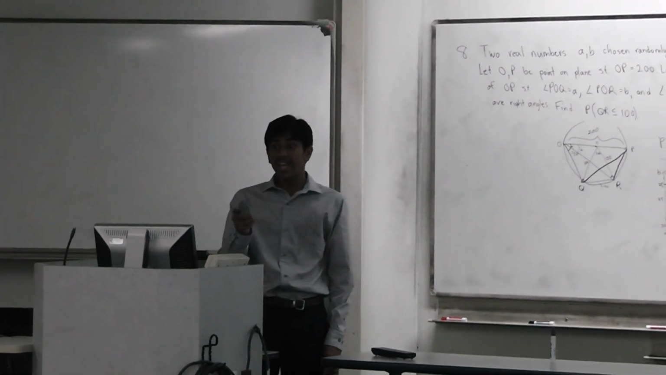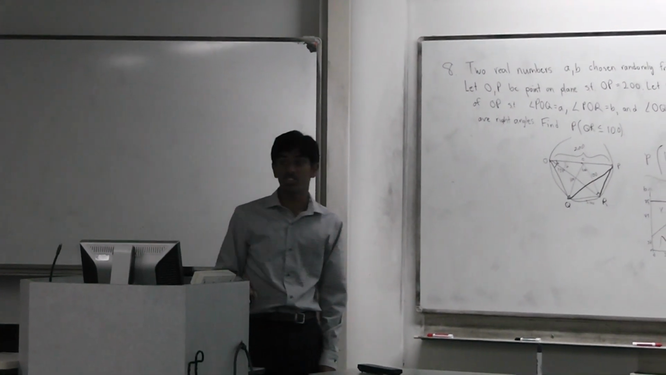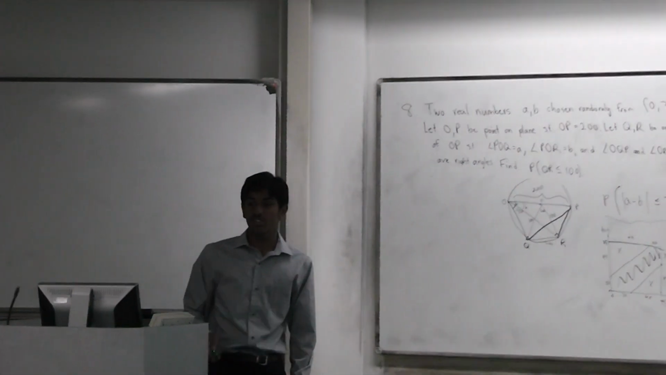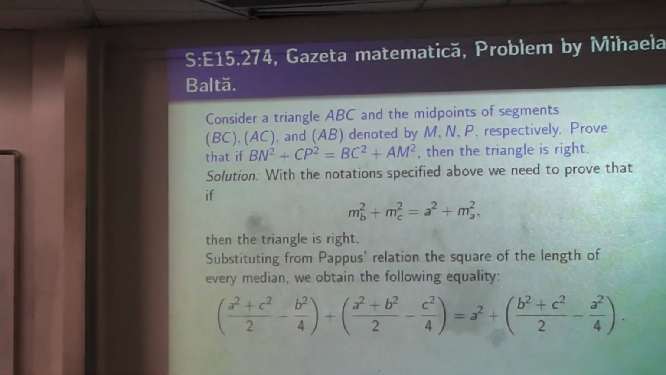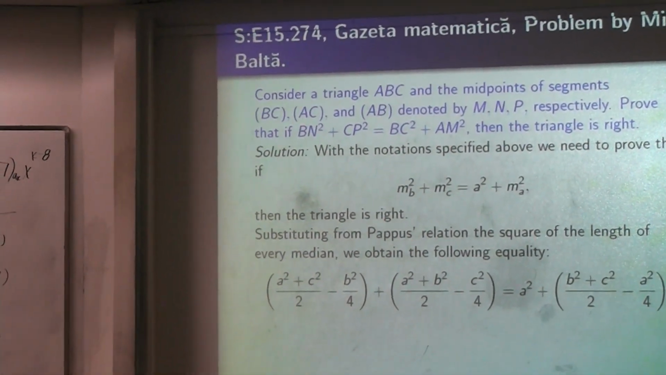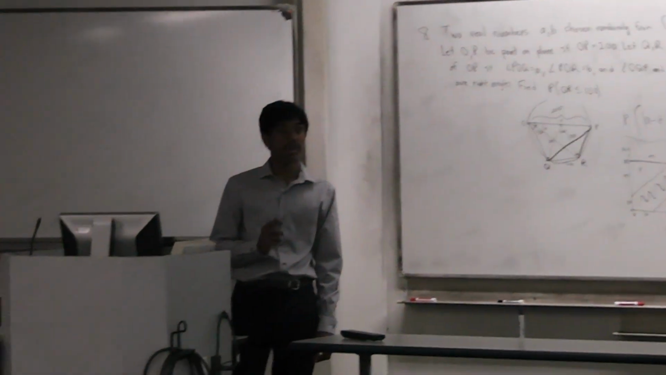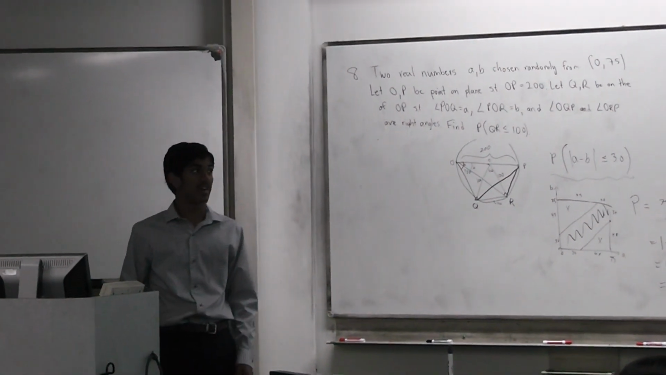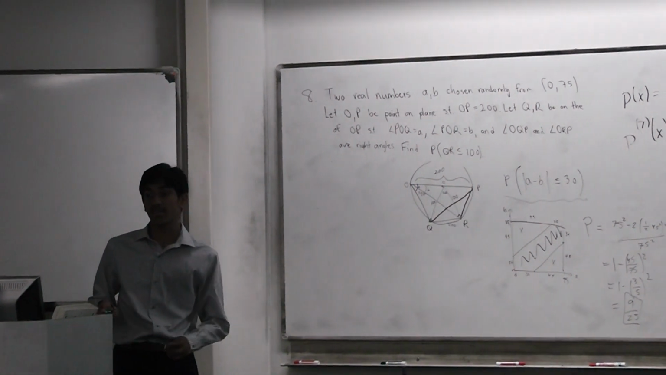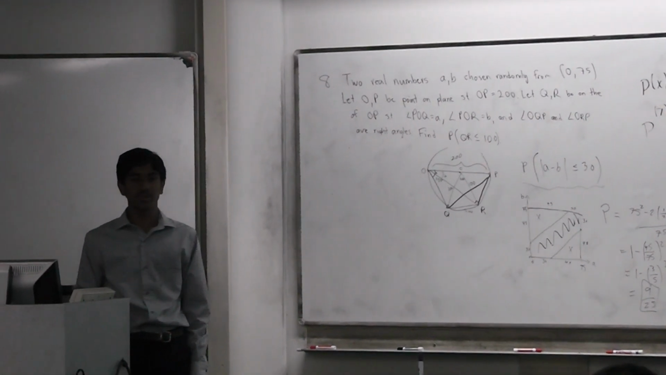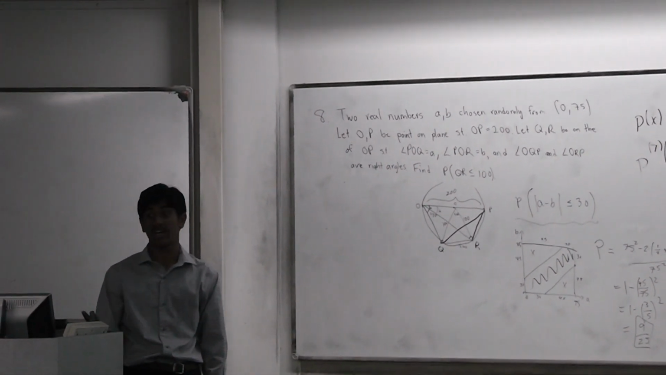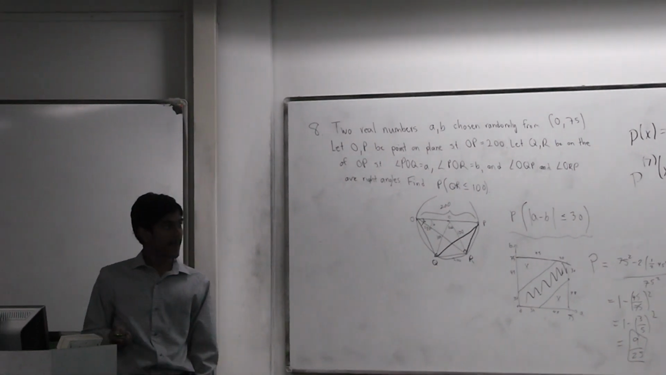You also know that BC is equal to A, so you can just plug that in. Now we use Stewart's formula and simply substitute it here. So you'd say a squared plus c squared over 2 minus b squared over 4, plus a squared plus b squared over 2 minus c squared over 4, is equal to a squared plus b squared plus c squared over 2 minus a squared over 4. If you multiply both sides by 4 and simplify, combining like terms, you end up with b squared plus c squared equals a squared. That's the Pythagorean theorem, and because of the converse of the Pythagorean theorem, you know that the triangle must be right.